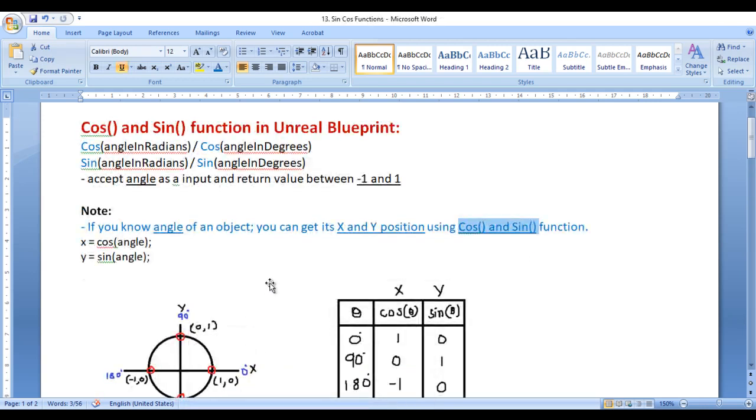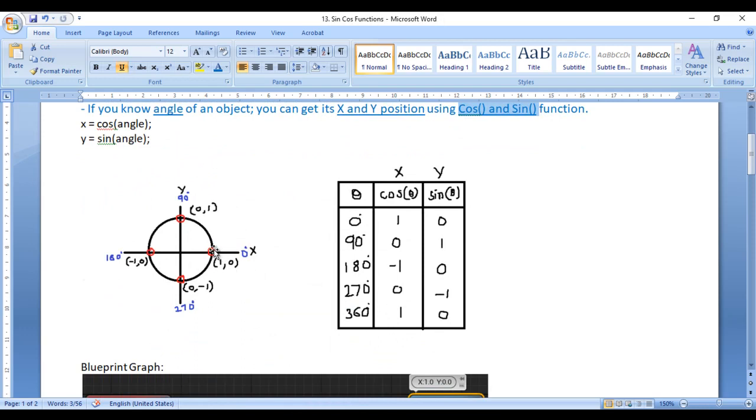So in the previous video, I told you that consider the object is in this place. Its angle is 0 degree, right? Cos of 0 degree gives you x position, that is 1. Sine of 0 degree gives you y position, that is 0. If the object is in this place, what is its angle? 90 degree. So cos of 90 degree gives you x position 0. Sine of 90 degree gives you y position, which is 1.